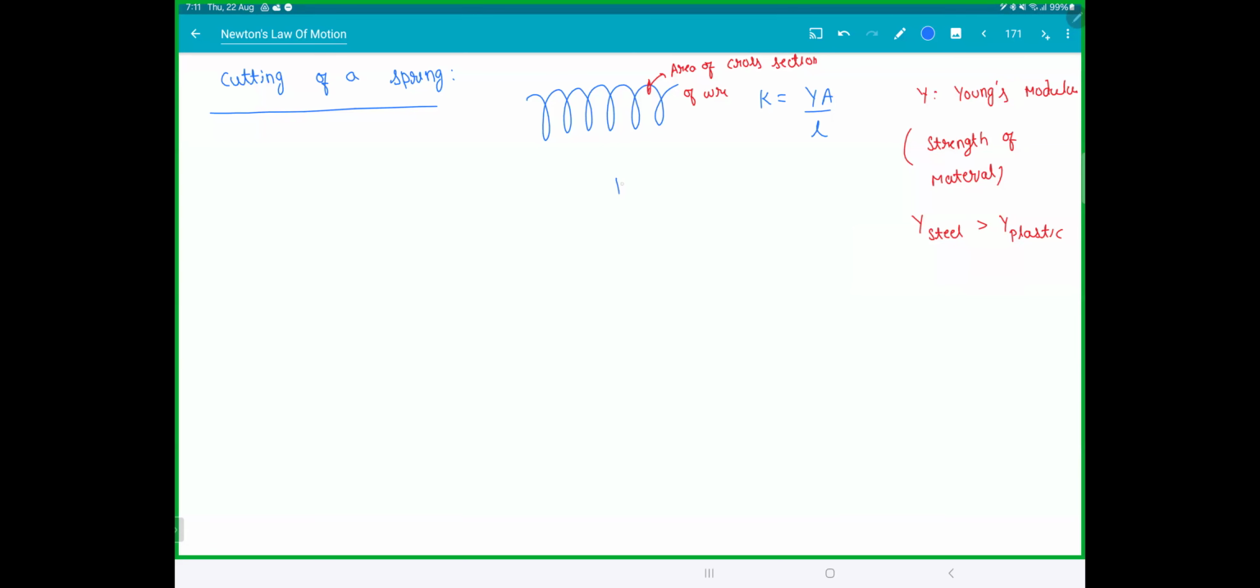So when you're cutting it, K into L, that is YA, will remain constant, because whenever you're cutting something, the material won't change and the area won't change. So we get K into L is constant. Pretty good result.